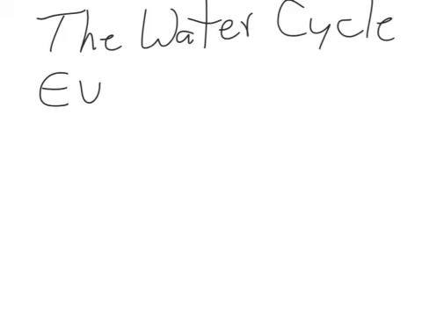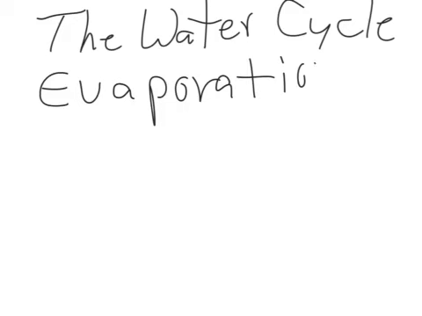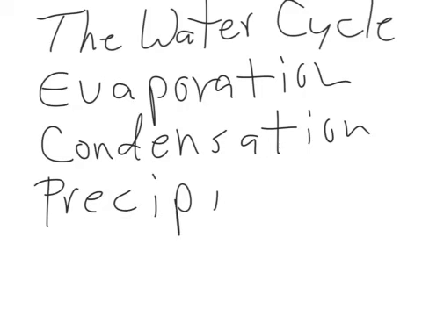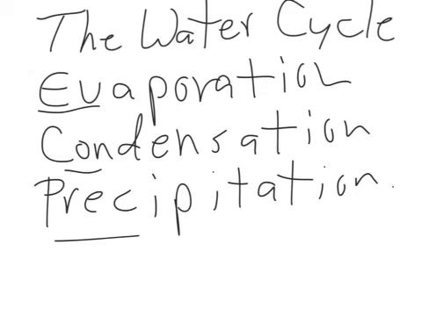There's evaporation, there's condensation, and there's precipitation. These are the three main steps: evaporation, condensation, and precipitation. And we'll talk about each one of these on its own in just a moment.